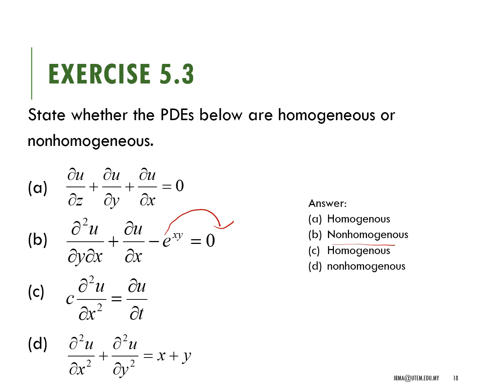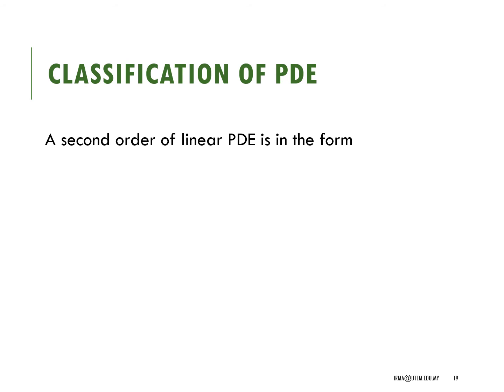Alright, C. Here you have u, you have the derivative there, so you need to bring that del u del t to the left hand side, and therefore the right hand side is equal to 0. Therefore we will consider C as the homogeneous PDE. Alright, and D is non-homogeneous clearly.